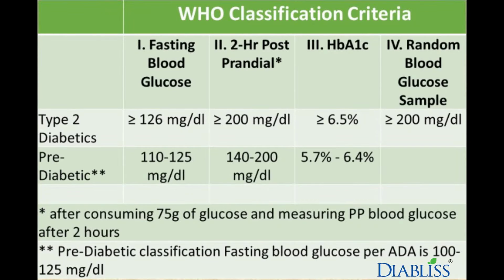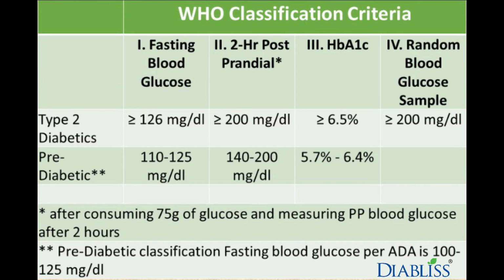The classification of diabetes by WHO and the American Diabetes Association are shown in this slide. There are 4 criteria for classifying someone as a type 2 diabetic by WHO and ADA. They are as follows, as you can see. A fasting blood glucose level of greater than 125 is classified diabetic. Postprandial blood glucose, that is glucose after consuming 75 grams of glucose, is over 200 milligrams per deciliter. Glycated hemoglobin or HbA1c is greater than 6.5, or random blood glucose is greater than 200 milligrams per deciliter.